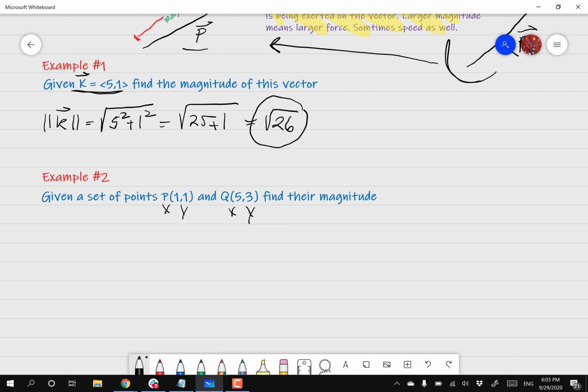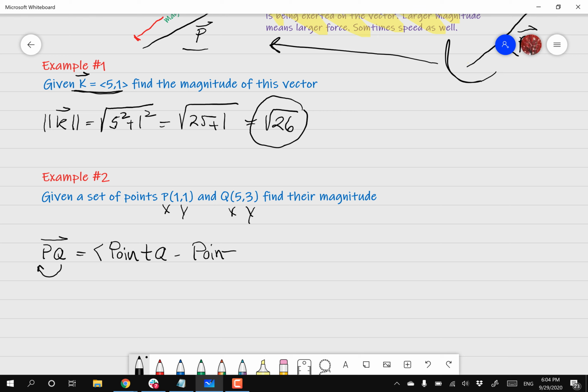In order for us to find the magnitude of this given problem, we first need to make a vector out of this. I have a lesson on this. The way we're going to go from a point to a vector, let's say I want to find vector PQ, all I'm going to do is go from right to left. So I'm going to take my point Q, and then subtract that from my point P.